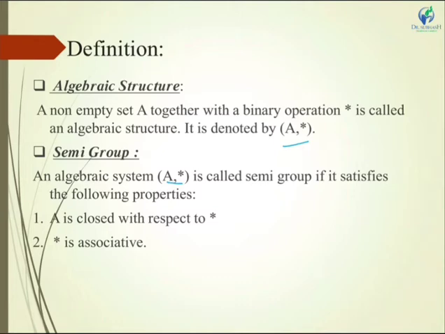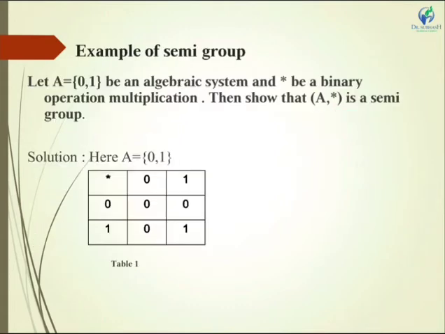First, A is closed with respect to star, and second is associative law. Now let us take one example of a semigroup. Here we are given A = {0, 1} as our set, as our algebraic system, and the binary operation here is multiplication. We have to show that (A, star) is a semigroup.